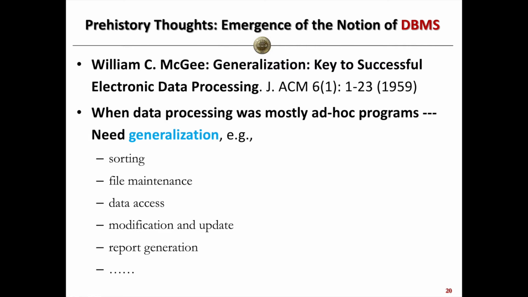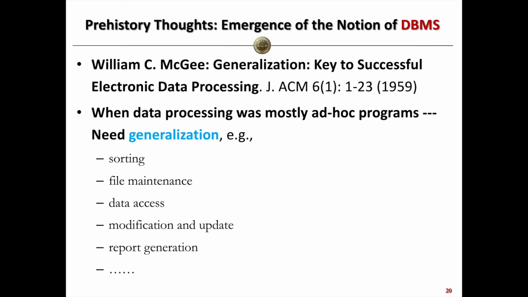And we have talked about DBMS, or the database management system, for a long time. And you may also wonder where or how this notion of DBMS appears. In this page, we can provide some information about the emergence of the notion of DBMS, or the database management system. In 1959, William McGee actually proposed a paper on generalization, the key to successful electronic data processing, which was published in the Journal of the ACM.